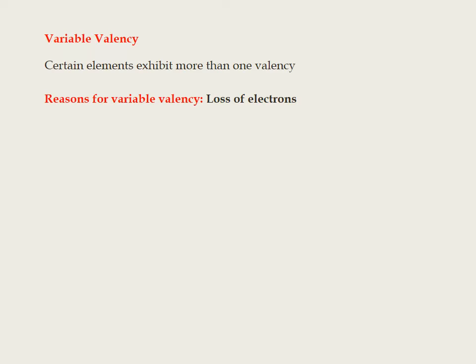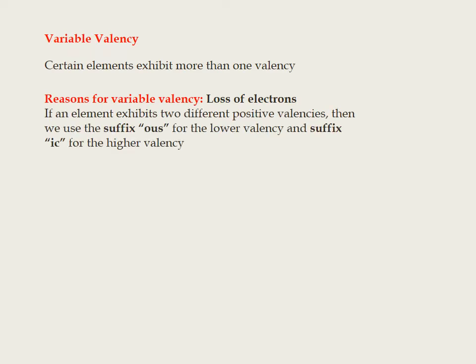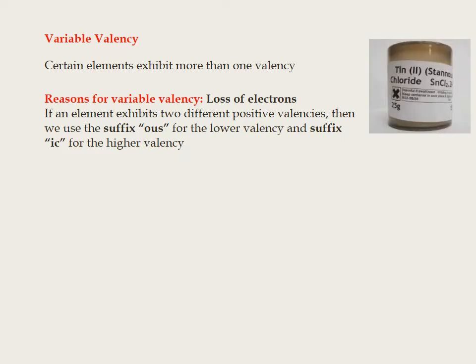If an element exhibits two different positive valencies, then we use the suffix OUS for the lower valency and the suffix IC for the higher valency. Modern chemists use Roman numerals in place of these trivial names. For example, stannous chloride, which is SnCl2, is written as tin(II) chloride, and stannic chloride is written as tin(IV) chloride, which is SnCl4.